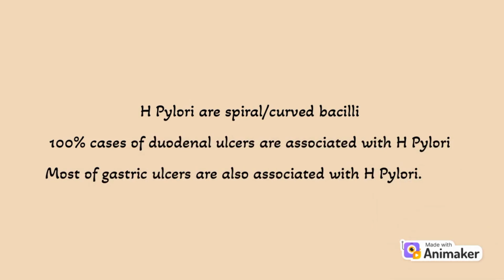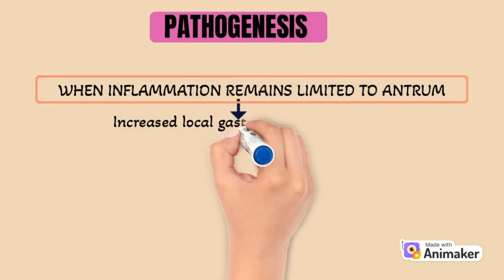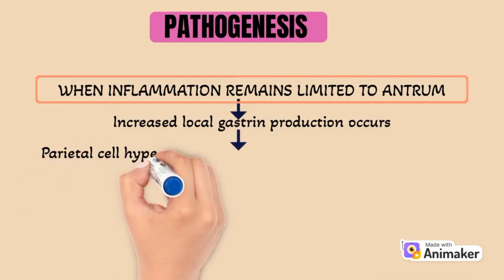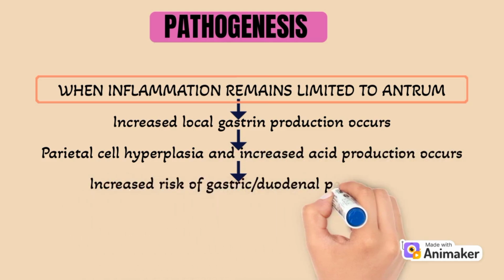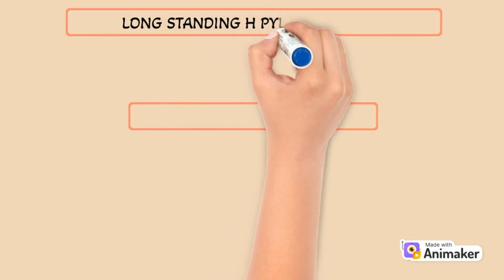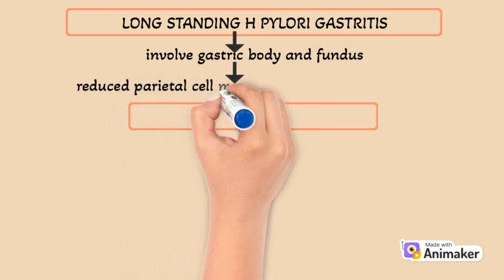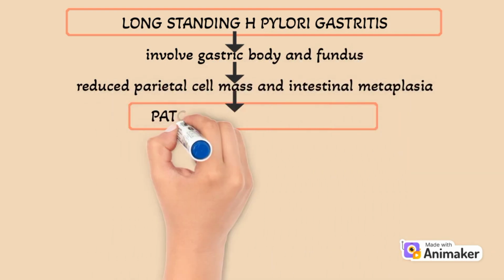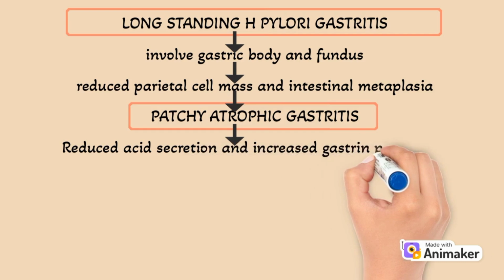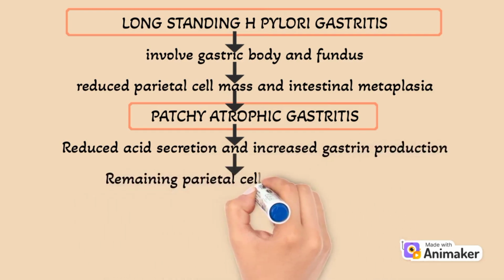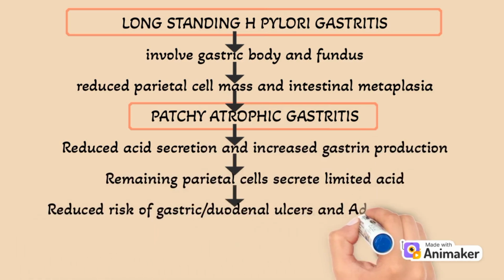Pathogenesis: when inflammation remains limited to antrum, increased local gastrin production occurs. Parietal cell hyperplasia and increased acid production occurs. Increased risk of gastric/duodenal peptic ulcers. Long-standing H. pylori gastritis involve gastric body and fundus leading to reduced parietal cell mass and intestinal metaplasia leading to patchy atrophic gastritis leading to reduced acid secretion and increased gastrin production. As a result, remaining parietal cells secrete limited acid leading to reduced risk of gastric/duodenal ulcers and adenocarcinoma.